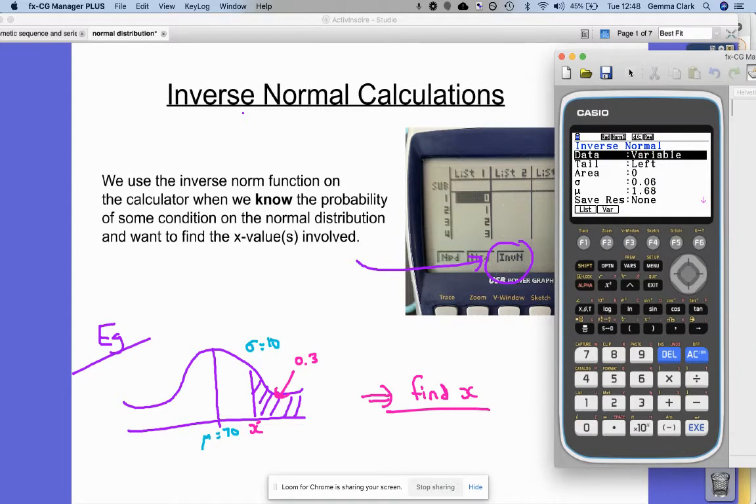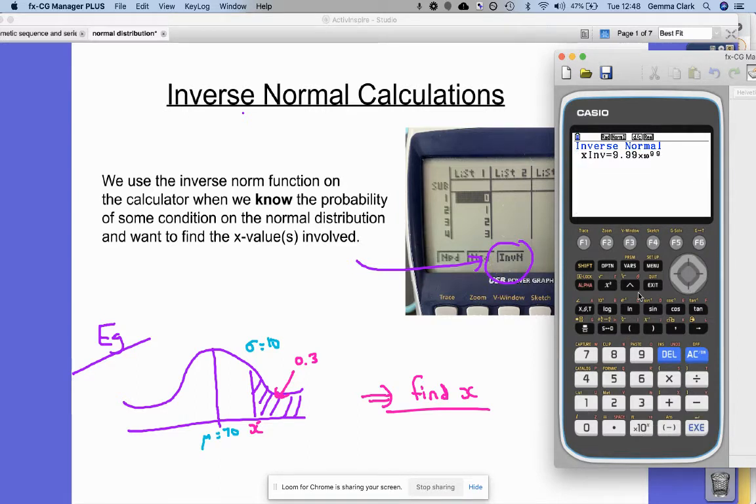So what we need to do then is, once we're in this inverse normal area, and I've drawn my picture of the scenario, then all I need to do is make sure that data is variable. Then I'm going to go to tail. Now my tail part, so the bit that I've shaded, is heading right, isn't it? If I shaded this part here, it would have been left. But I'm on the right side of this line at X, aren't I? So I need to change that to right. So I'm going to press F2 for right. And then the area underneath that, okay, so press execute.